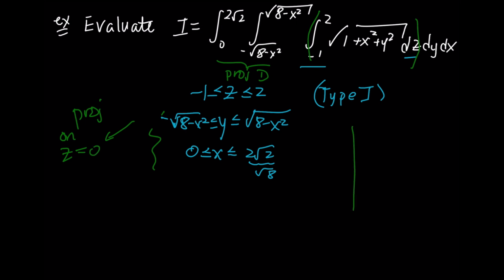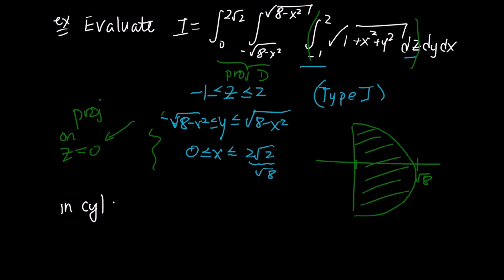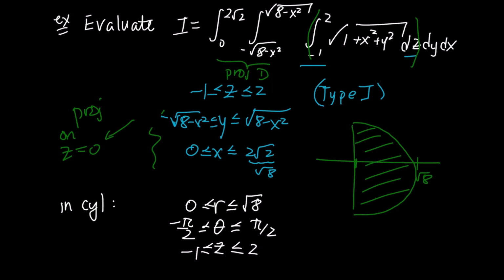And if we examine these other limits, what we're going to find is that x goes from 0 to root 8, whereas y is the right half of a circle, which is just a semicircle of radius root 8. So it's possible for us to describe this in cylindrical coordinates. The radius goes from 0 to root 8, the angle goes from negative pi by 2 to positive pi by 2, and the z value will go from -1 to 2. The other thing that becomes very useful is that the description of this function is quite straightforward. We've got a square root of 1 plus r squared.